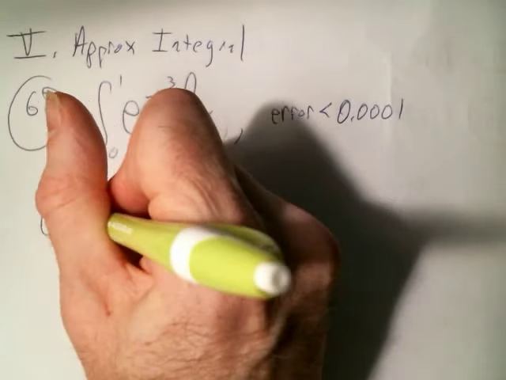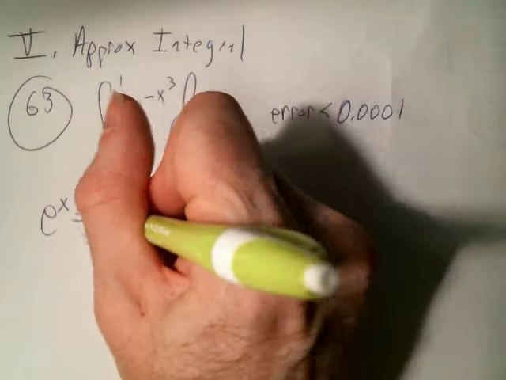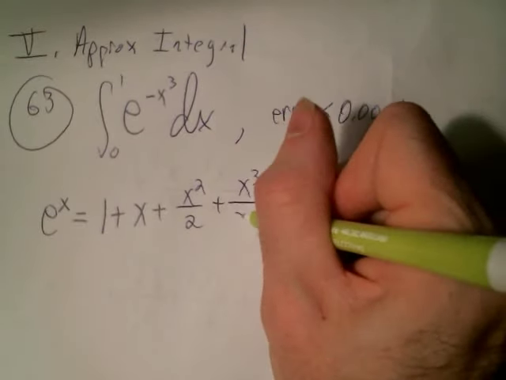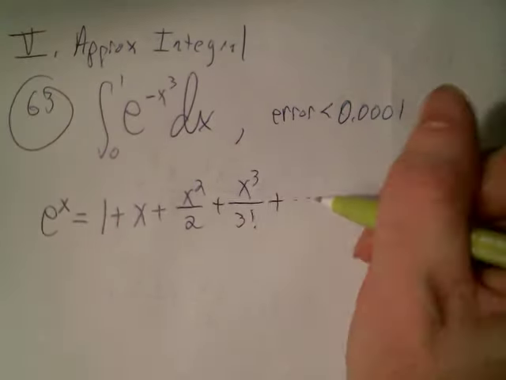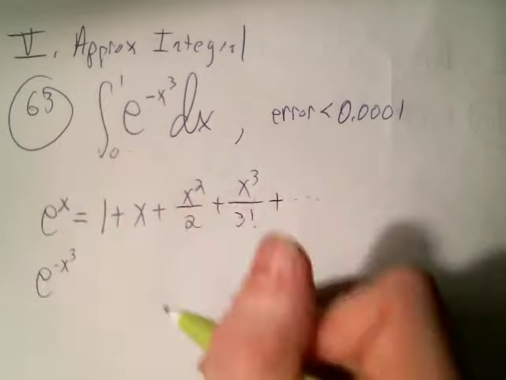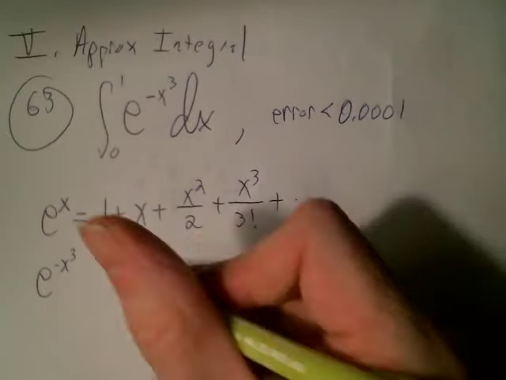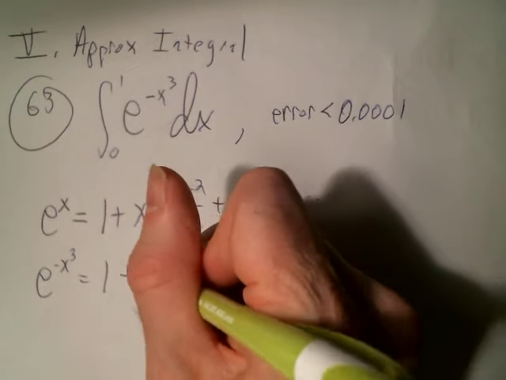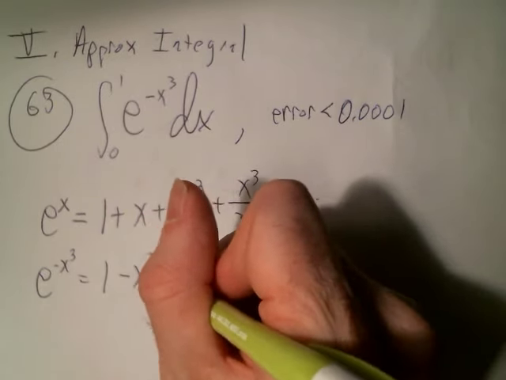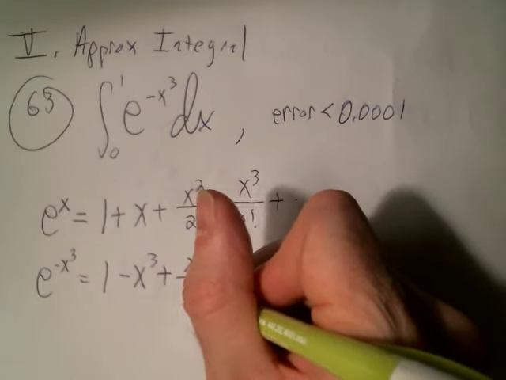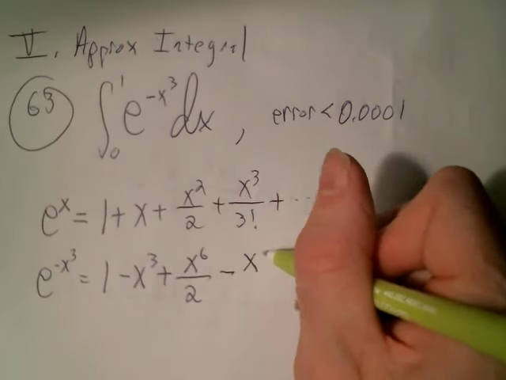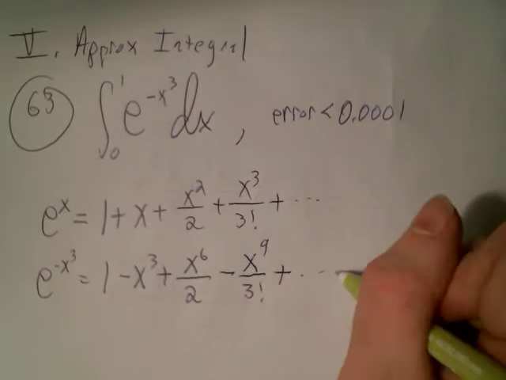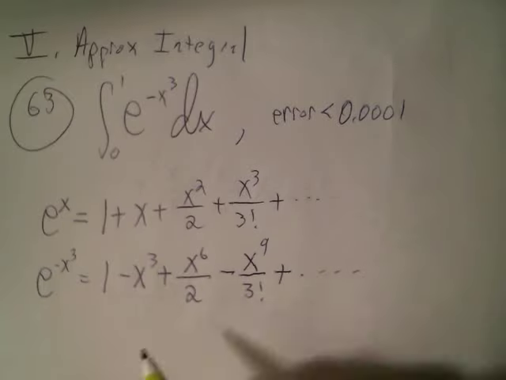I recall that the Maclaurin series for e to the x is just 1 plus x plus x squared over 2 plus x cubed over 3 factorial, etc. So e to the negative x cubed, you just do a substitution into this expression, and you get 1 minus x cubed plus x to the 6 all over 2 minus x to the 9 all over 3 factorial plus etc. Okay, so I want to integrate this thing.